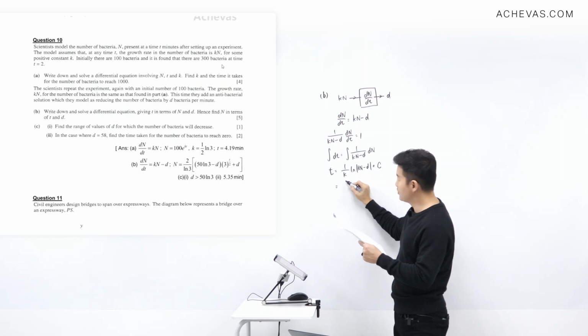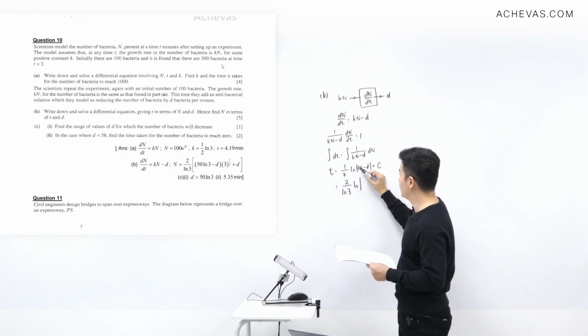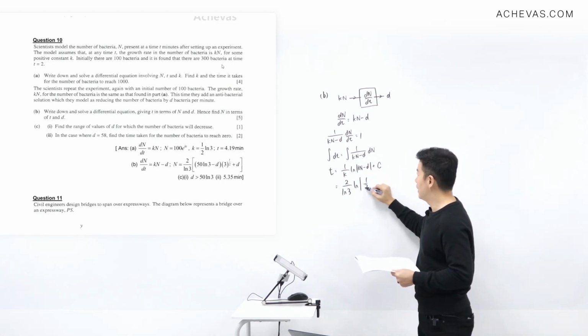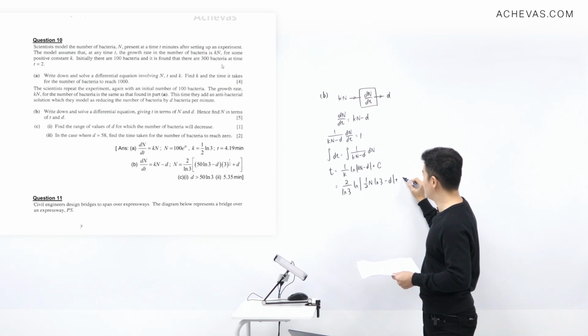So this is going to be equal to 2 over ln 3. Then ln of modulus of k, replacing it by half ln 3, will give me a half n ln 3 minus d, modulus of it. This is going to be plus c.